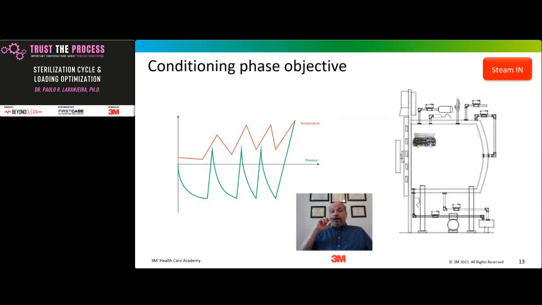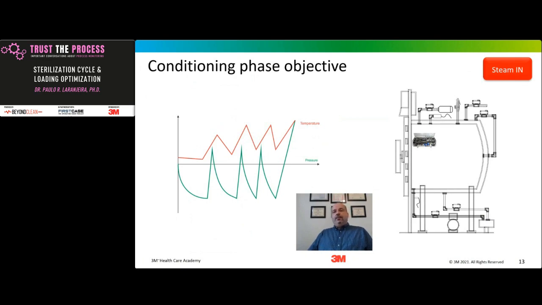As I already mentioned about the conditioning phase, the first vacuum pulse is normally the longest one because I have a lot of air inside of my chamber, and it takes a little while to remove all the air in there. Then I'm going to inject steam, warm up the medical device, condensation is going to be formed, and here is where we have an extension of the cycle. If I have too much condensate, the longer it will be for me to remove that condensate.